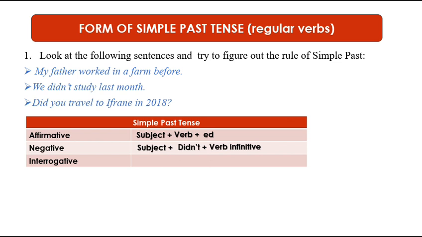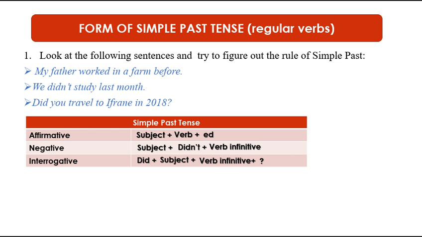Okay, the last one is interrogative. Yes, because we have a question mark at the end, of course, and this sentence contains at the beginning an auxiliary did plus what? Plus subject, we have you, did you, plus what? Plus travel, the verb travel, infinitive, yes. And of course, at the end of the sentence, we have to put a question mark. So these are the three forms of past simple regular verbs: affirmative, negative, and interrogative.